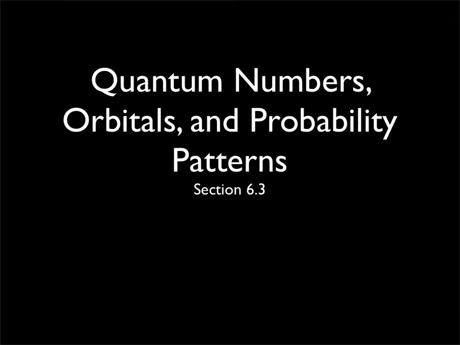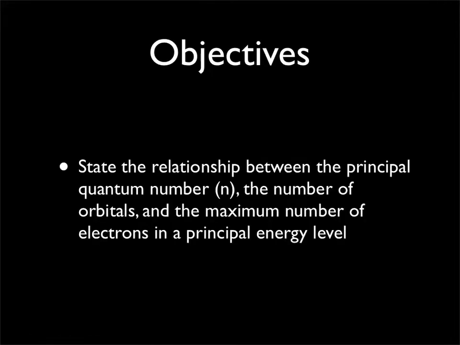All right, section 6.3 is quantum numbers, orbitals, and probability patterns. One objective here: be able to state the relationship between the principal quantum number, which is n, the number of orbitals, and the maximum number of electrons in the principal energy level.